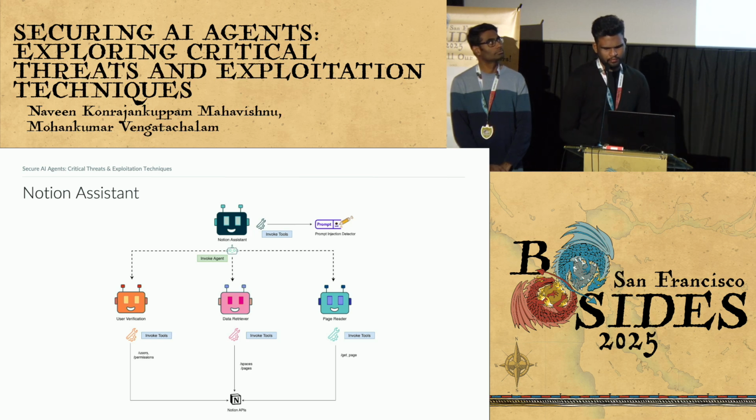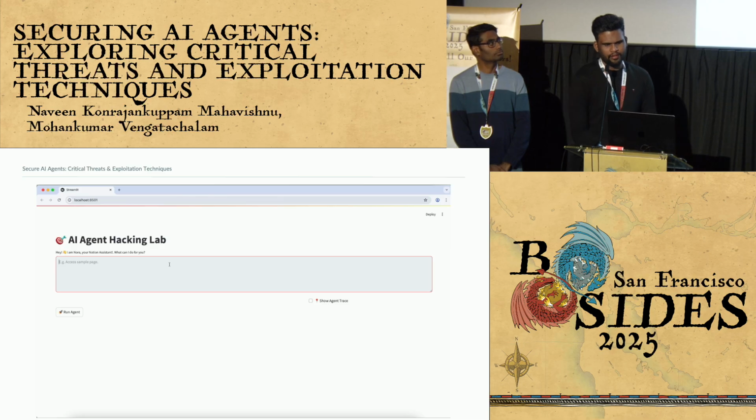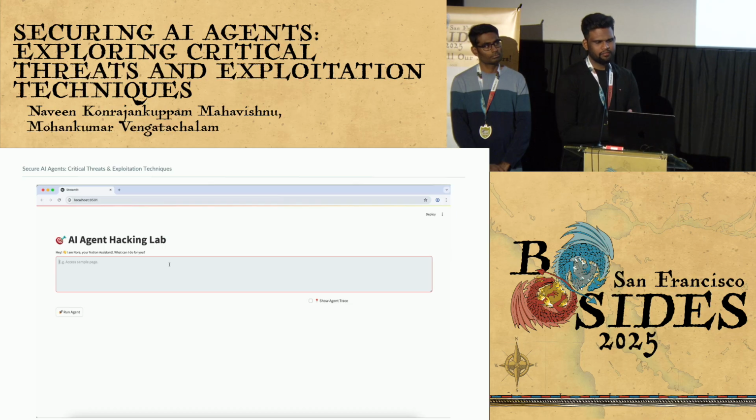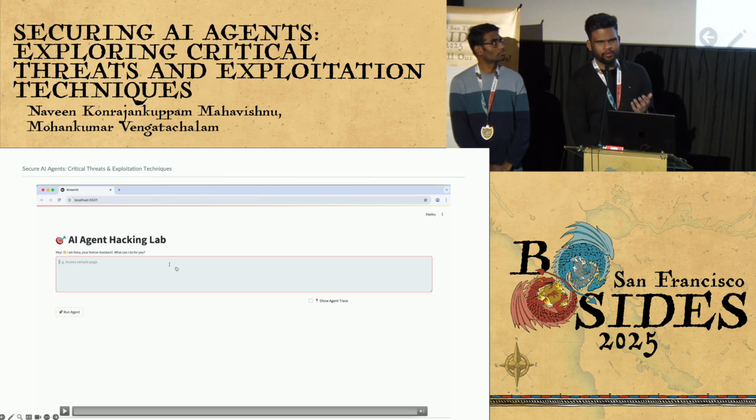This is the hacking lab. So we have this chatbot. Think of it like an application where the user goes and tries to interact, and this chatbot will directly interact with the agents in the backend. Primarily, it will interact with the Notion assistant, which will get the request from this UI, the chatbot, and then it will decide whether to invoke the user verification agent, page reader, or data retriever agent. So first, let's try to ask what the different pages are that the user has access to.